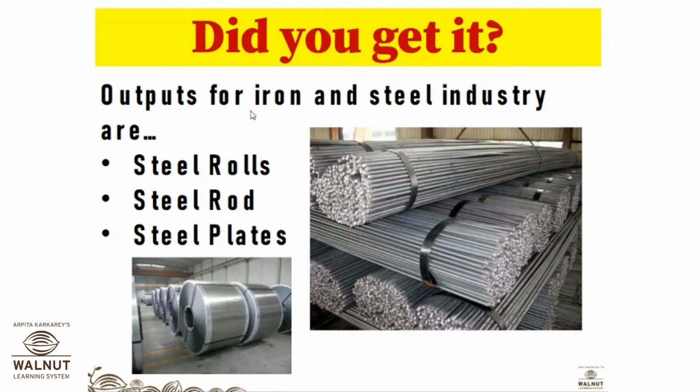Then what are the outputs? That means once you get the purified iron and steel in the industry, what are the different things for which it is used? It is used to make steel rolls, steel rods, and steel plates. Any idea where these things are being used? For construction, correct? Ma'am, we can use the metal for rollers and for bulldozers. Okay, good.